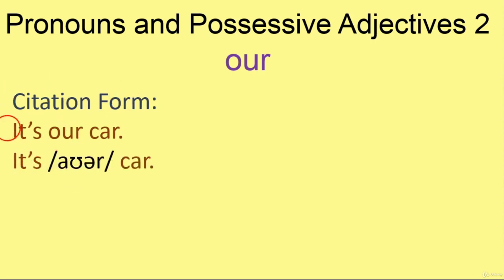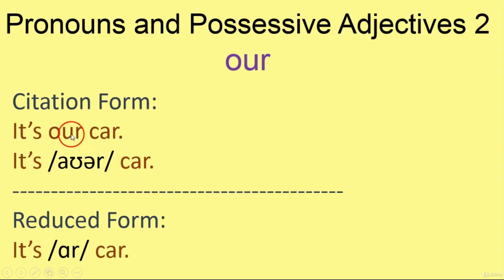In IPA format, our looks like this. It's our car. But in reduced form, we don't say our. We reduce it to ar. And we say, it's ar car. It's ar car. So repeat after me.